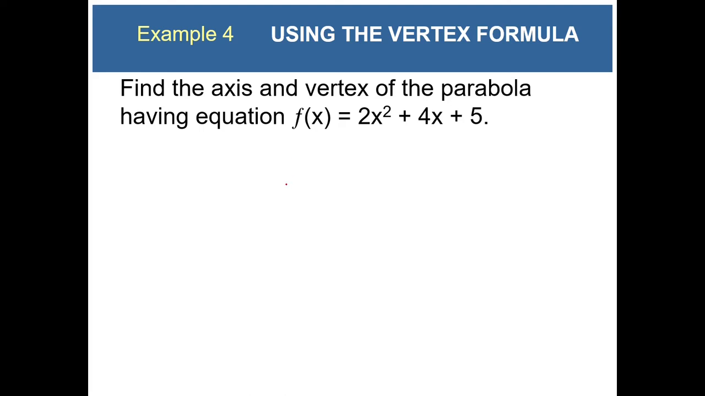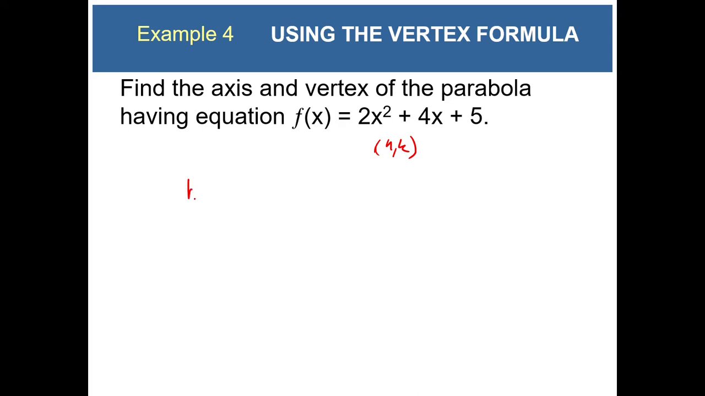Example 4. Find the axis and vertex of the parabola having the equation f of x equals 2x squared plus 4x plus 5. We could complete the square for this problem if we wanted to. Then we'll be able to find the vertex hk by completing the square. However, we want to use the formula in this case.